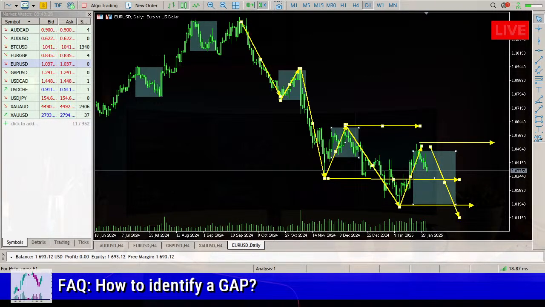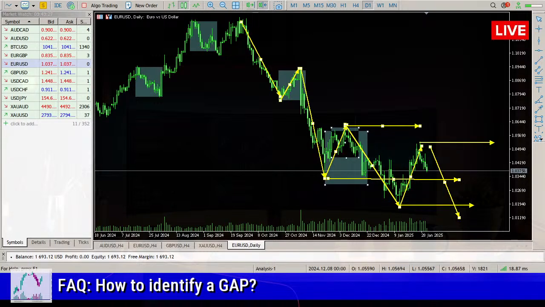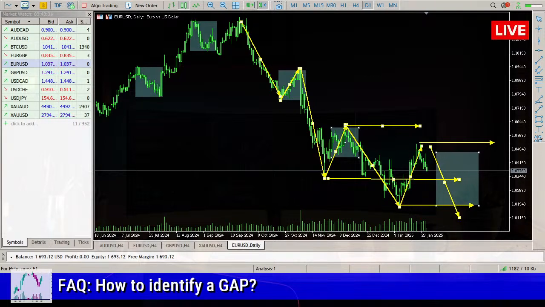Okay. For example, we already know that the market range for the daily chart is around here. Then it should be this one, the area for us to look for a position for our trade.